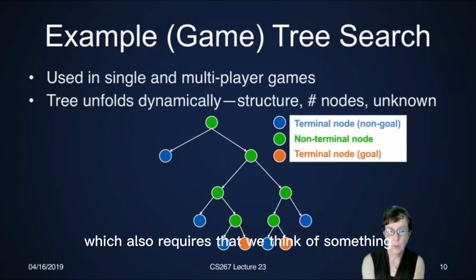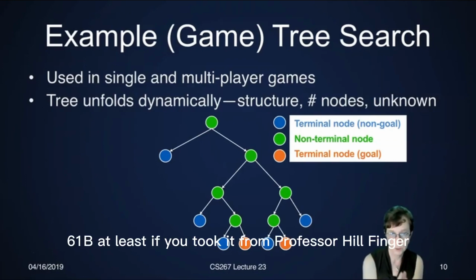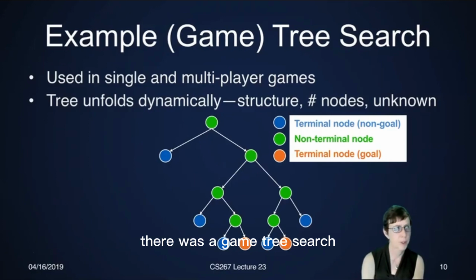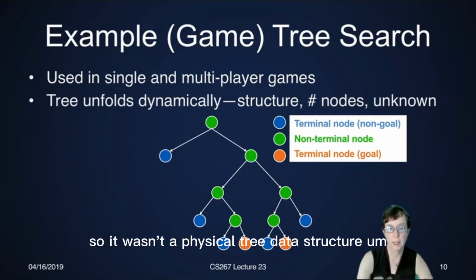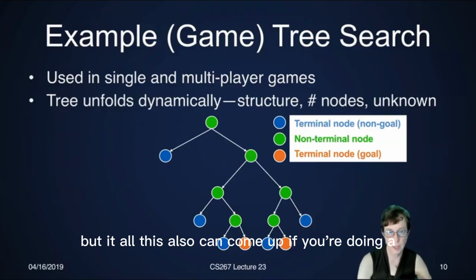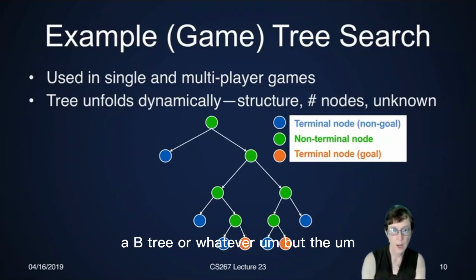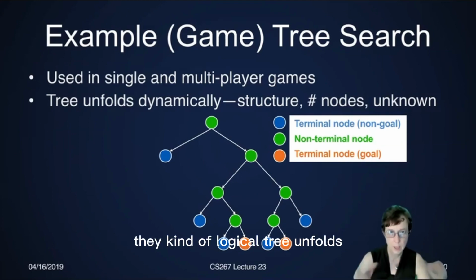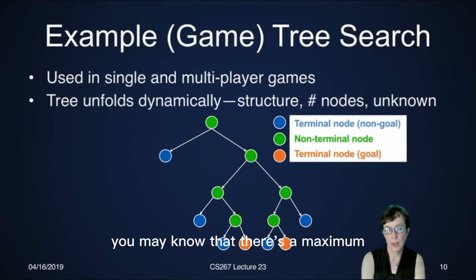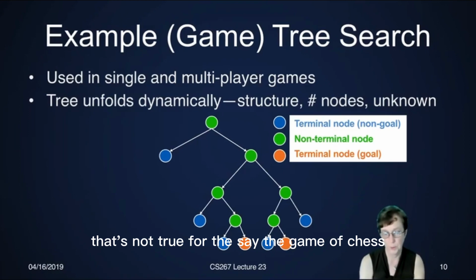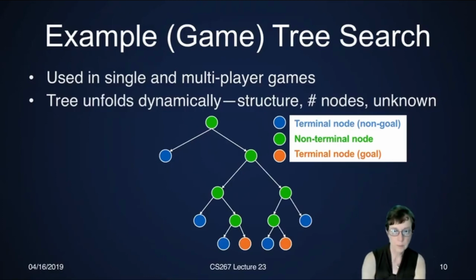Now, a different problem that also requires that we think of something dynamically is a problem that you studied and I think did a project on in 61B, at least if you took it from Professor Hilfinger. There was a game tree search, where you're searching through this tree of possible moves. It wasn't a physical tree data structure. This can also come up if you're doing, say, a depth first search on a binary tree or some other shaped tree, a B tree or whatever. But what happens in game tree search is the logical tree unfolds dynamically through the recursion, and you don't really know how deep the tree is going to be. You may know that there's a maximum number of moves in a particular game. That's not true for, say, chess, but it may be true for games where you're putting a piece on a board and the board will eventually fill up, so you're adding something every time.